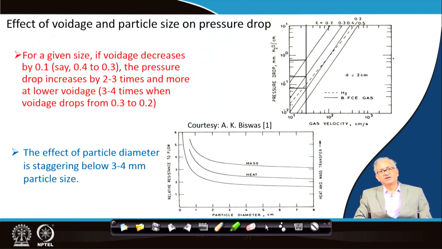But when the particle size is greater than that, then particle size does not have much effect on the pressure drop. That is, in the blast furnace, we use particle size of the order of 20 millimeter to 40 millimeter root size. So that does not influence the heat and mass transfer. At least the particle diameter does not have much effect on the heat and mass transfer as well as on the relative resistance to flow, although on the pressure drop also.